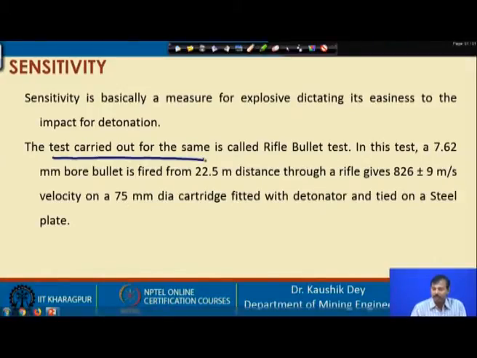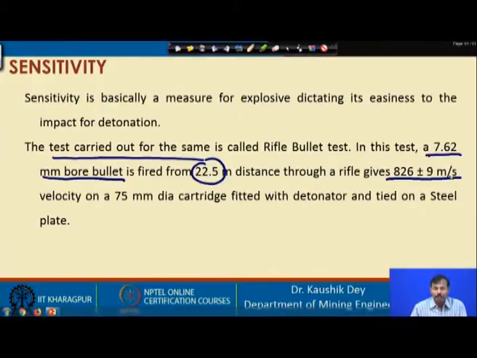In this test, a 7.62 bore bullet is fired from a 22.5 meter distance from a rifle, which gives the bullet a velocity of 826 plus or minus 9 meters per second. So, the rifle is fixed, the bore of the bullet is fixed, that means the mass etcetera of the bullet is fixed, and the distance is also fixed.